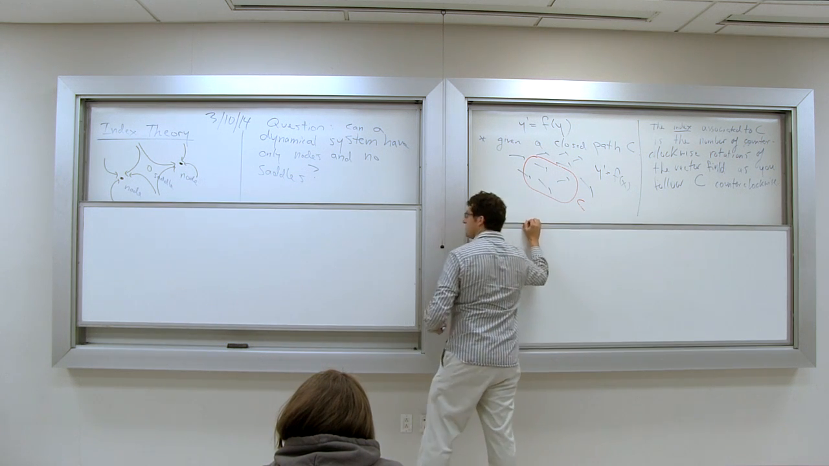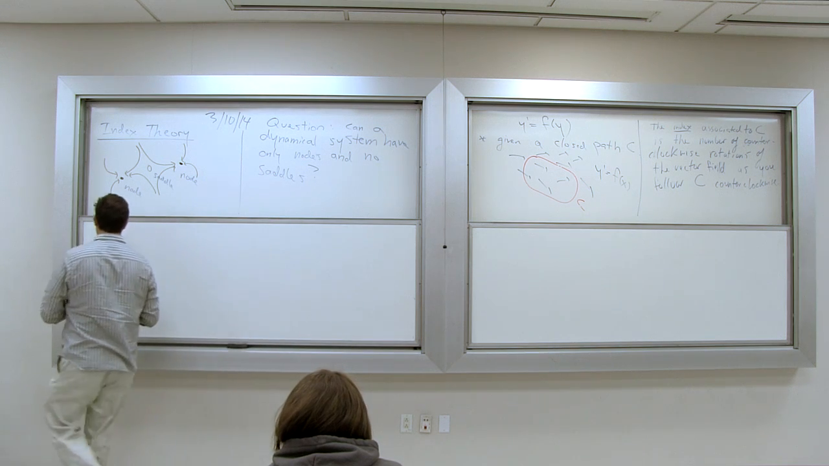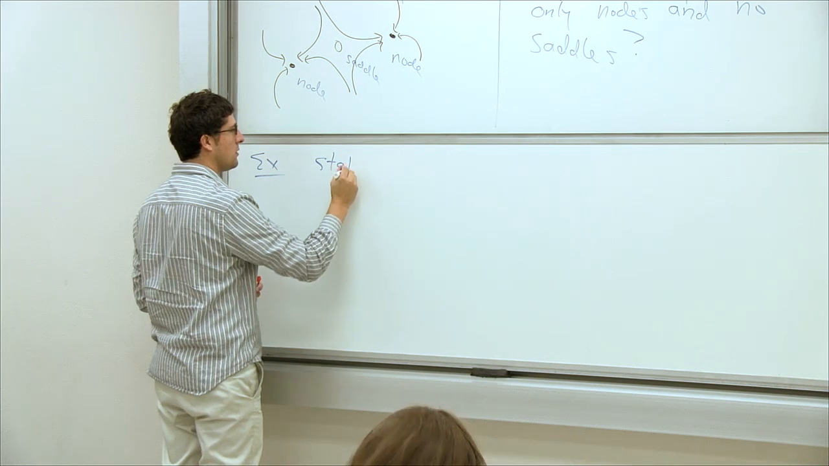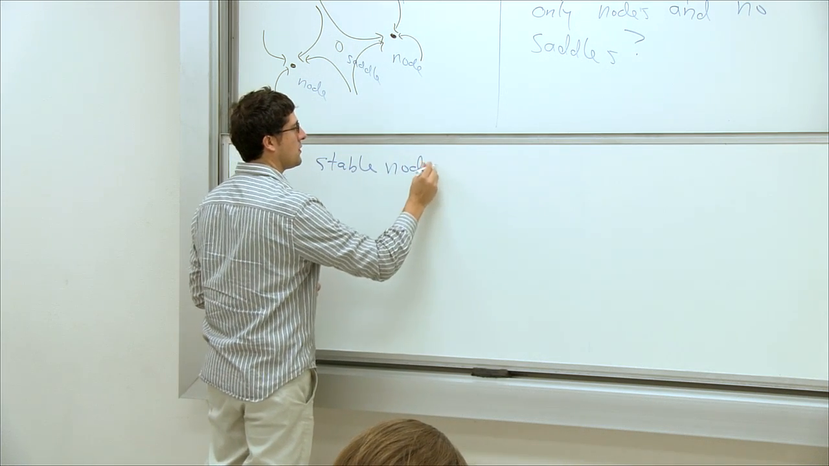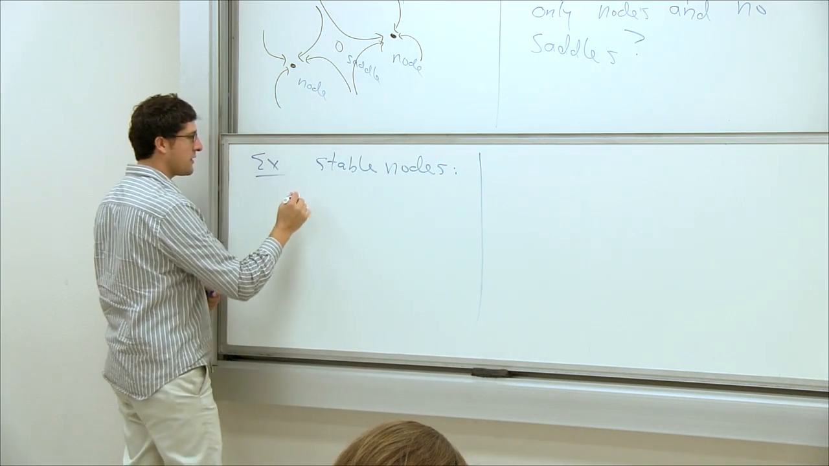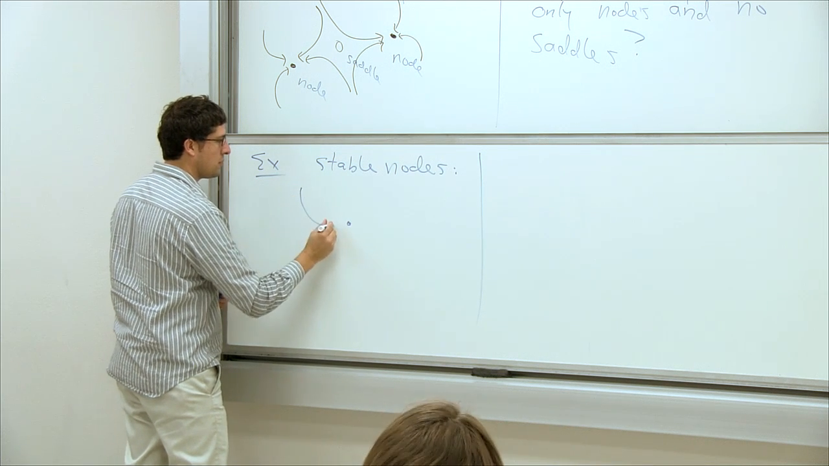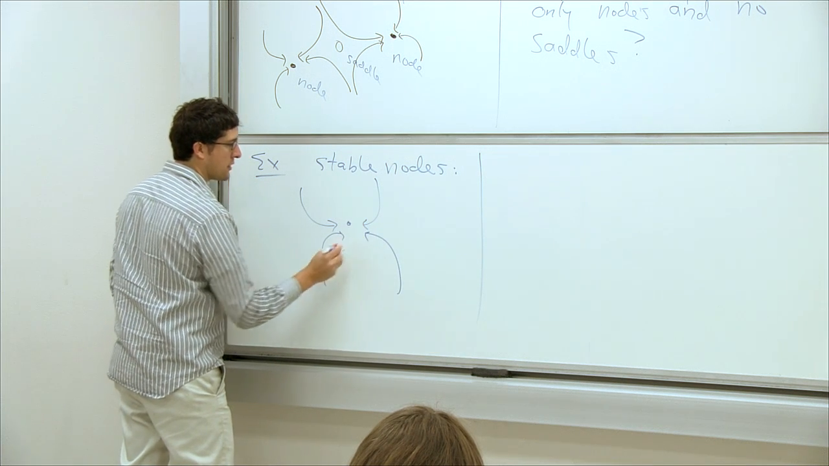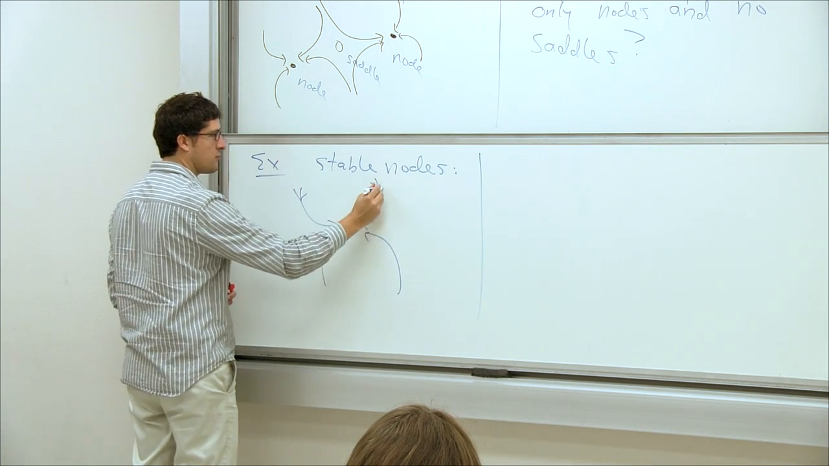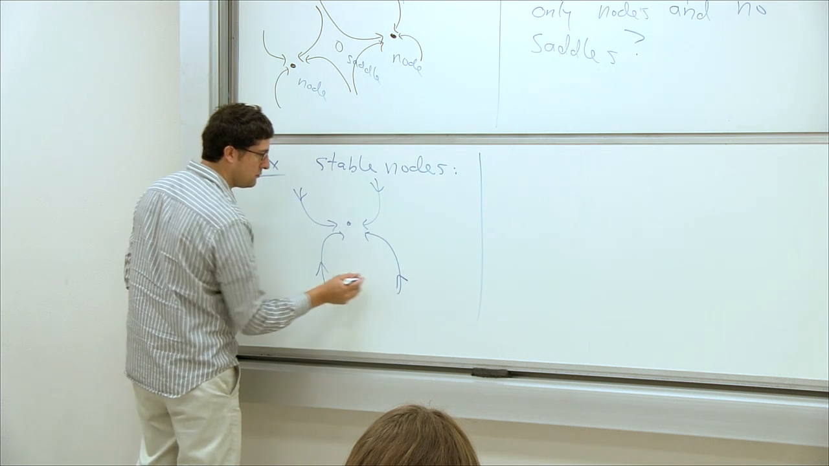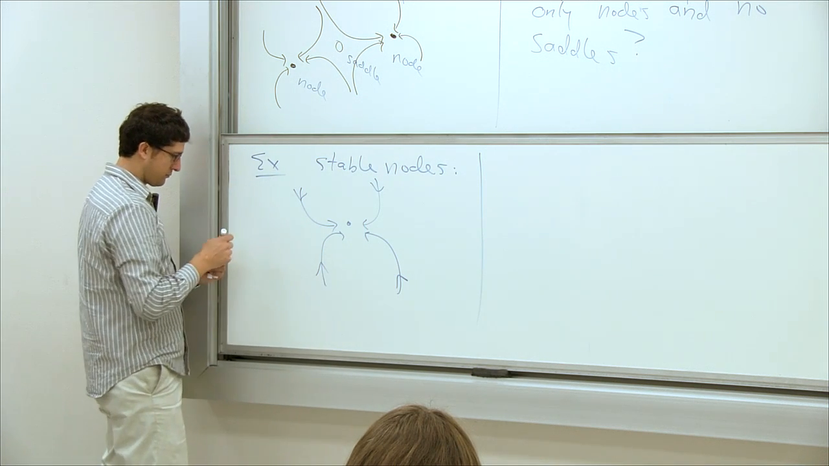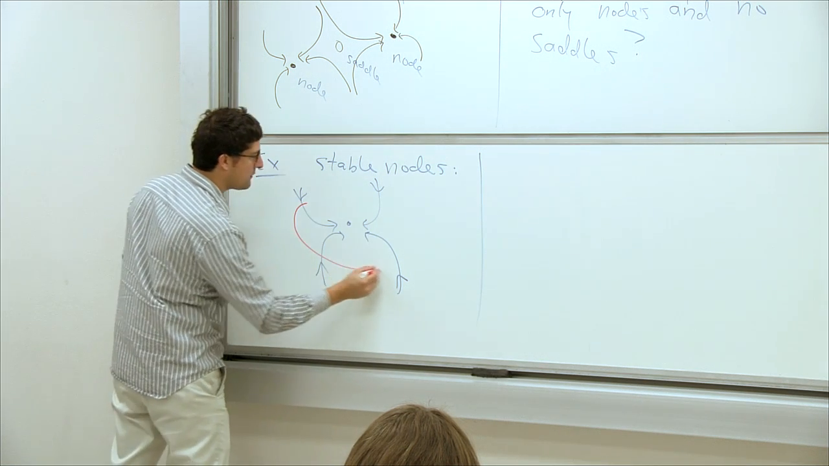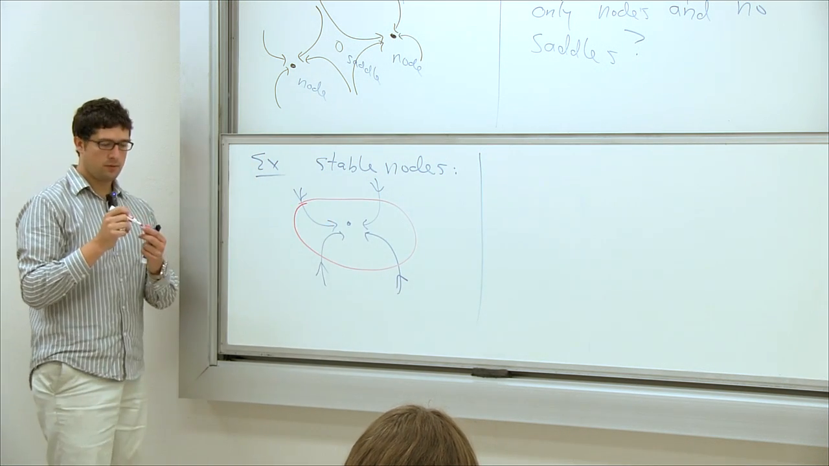All right, so for example, stable nodes. I'm going to give you an example of a stable node and a dynamical system that looks like this. Of course, it's pointing inwards like this. I'm going to draw my path to go around the stable node.